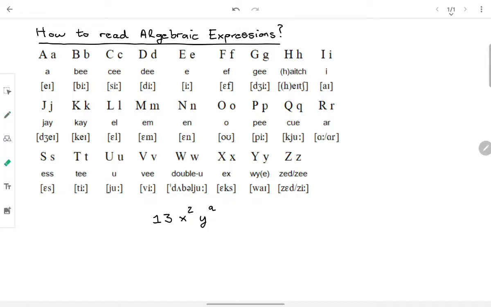In this case, we have only one term, so we will start saying 13 x. In this case it is power 2, so we can say x to the 2 or x squared. It's better to say x squared, comma, y to the 9th power, or to the 9th only. We don't need to put the word power, so we can read it as 13 x squared y to the 9th.